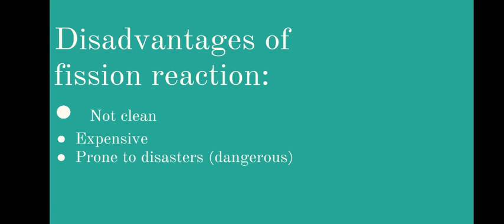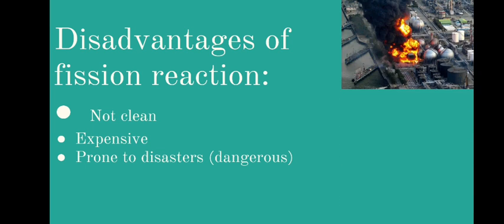And when you reach your final goal, it's not the end of the disadvantages. It might fail. Nuclear power plants are prone to disasters. It can melt down, it can explode, as proven by these accidents, the Fukushima site and the Chernobyl site.